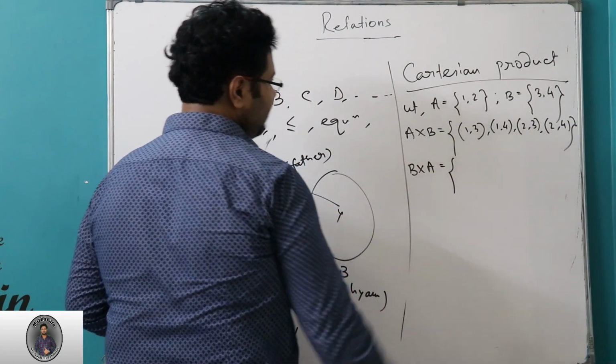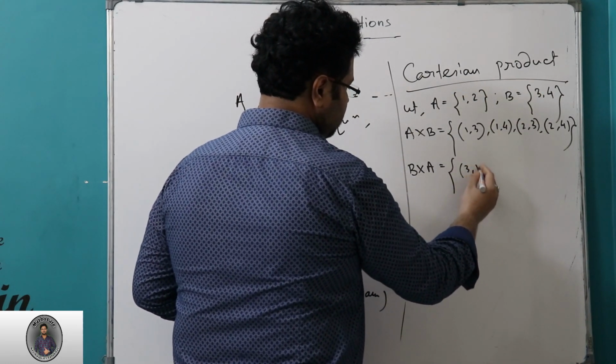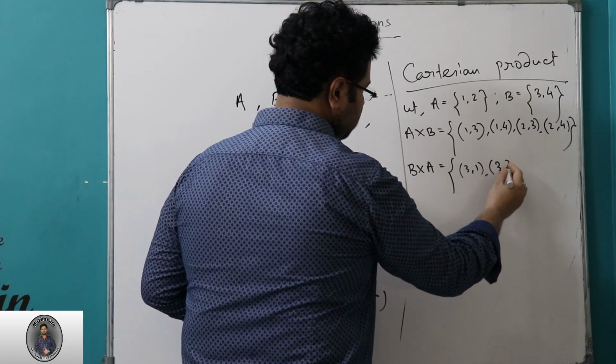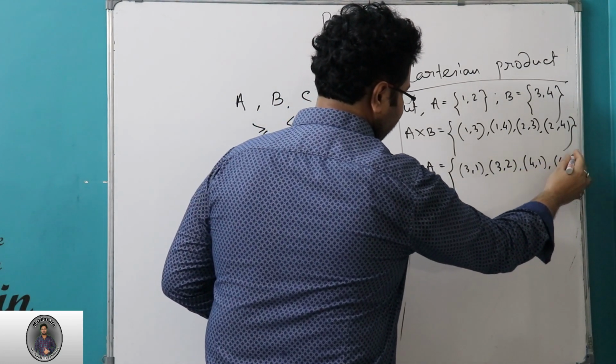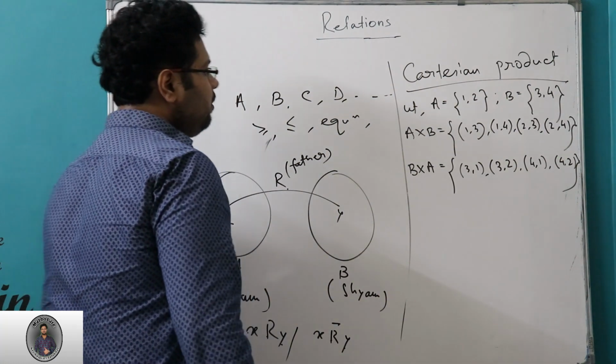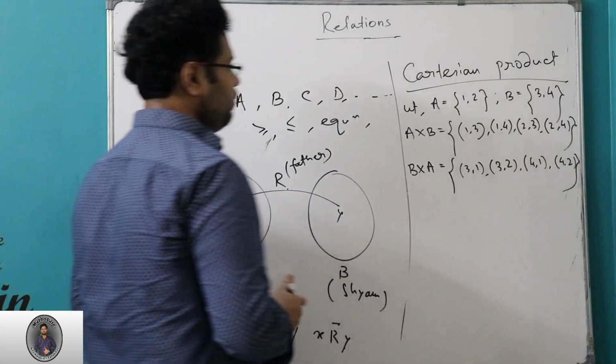Similarly we can define B cross A. In that case we need to write the elements of B first, that is (3, 1), (3, 2), then (4, 1) and (4, 2). That is, we need to pair each of the elements of the first set with each of the elements of the second one.